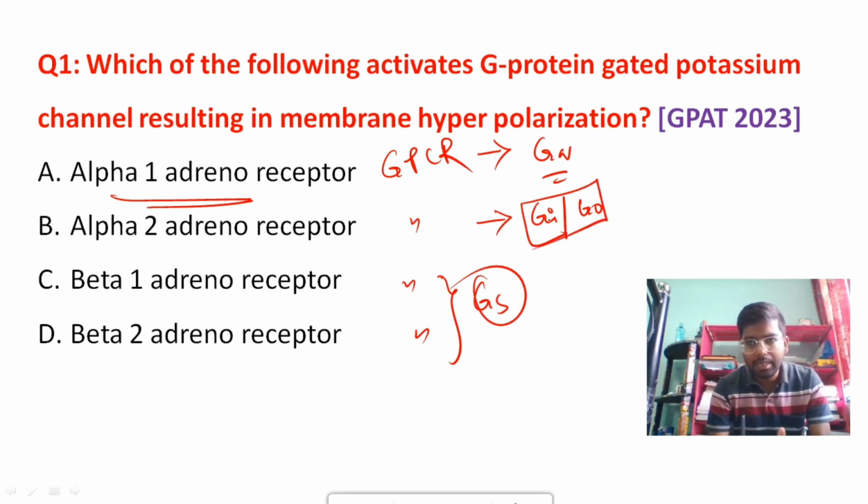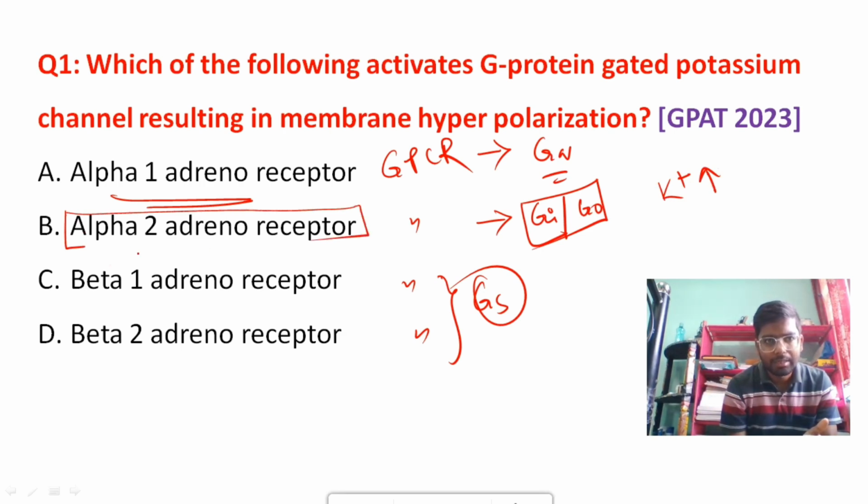So here your answer will be Gi/Go. The Gi/Go subtype of GPCR always opens the potassium channel for a longer duration, and this will lead to cell hyperpolarization. So your answer here will be alpha 2 adrenoreceptor.